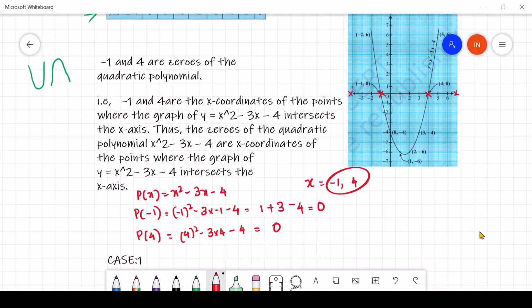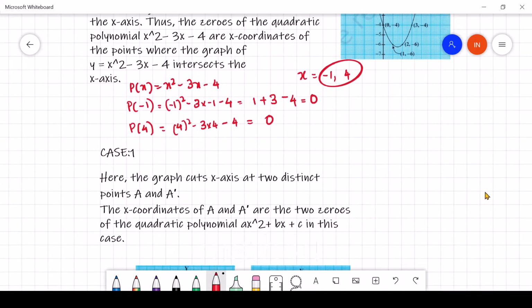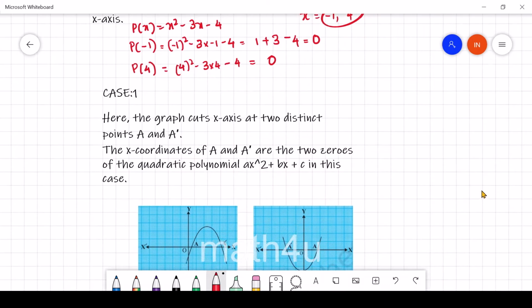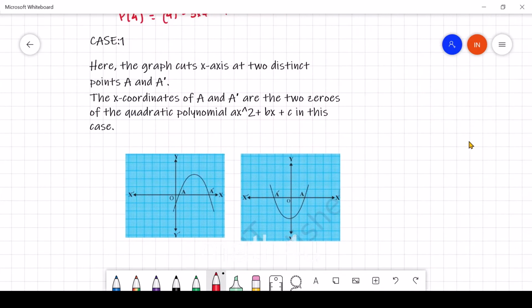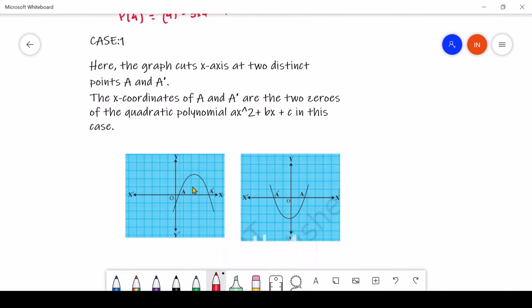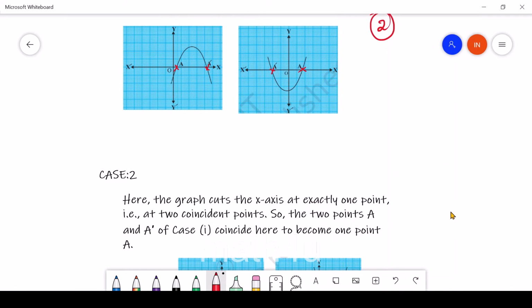Now let's see some other cases. 3 cases are given here. You can see in this situation that the parabola meets the x-axis at 2 points, A and A dash, in both the cases, right? So these are the zeros of the polynomial too. This is how we can represent it from a graph. How many places the graph meets the x-axis, that's exactly what you have to check.